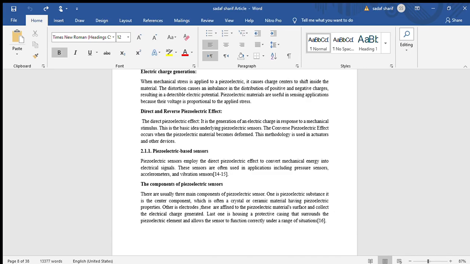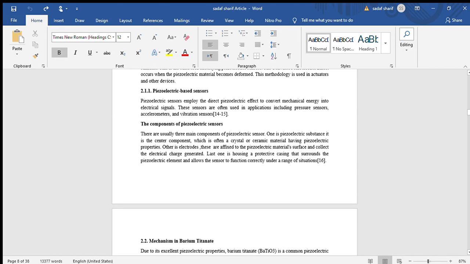What are barium titanate based piezoelectric sensors? Piezoelectric sensors employ the direct piezoelectric effect to convert mechanical energy into electrical energy. These sensors are often used in applications including pressure sensors, accelerometers, and vibration sensors. The components of barium titanate based piezoelectric sensors include the piezoelectric substance, that is barium titanate here, then the electrodes, and the last one is the housing.